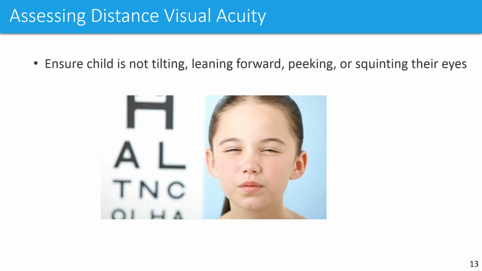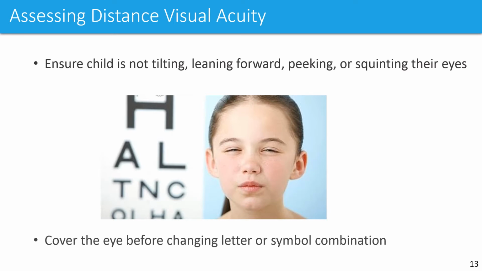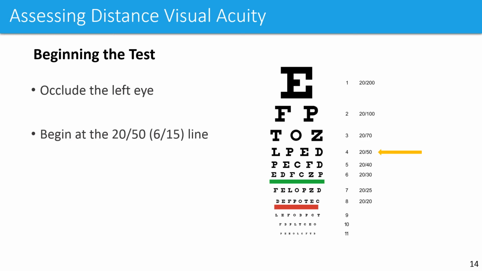When switching from testing the right eye to the left eye, cover the eye with the occluder first and then change the letter or symbol combination. Once the left eye has been occluded, we can begin the test. Start by showing appropriate optotypes at the 20/50 line and ask the child to identify the first optotype.